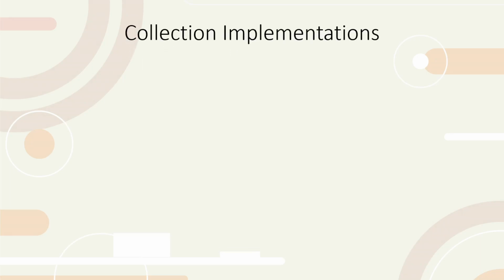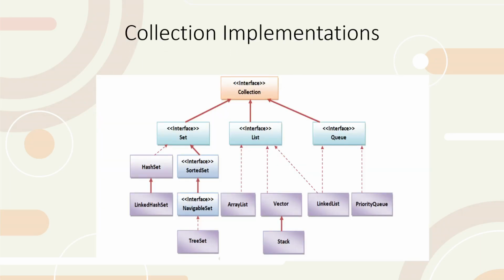Collection implementation. So the List interface has three main implementations: ArrayList, LinkedList and Vector. ArrayList is the most commonly used implementation and it stores elements in an array. LinkedList stores the elements as a linked list, while Vector is similar to ArrayList but it is synchronized, which means it's thread safe. We will look into each of these implementations with its interface later in this series.